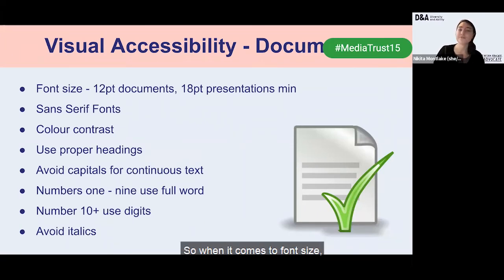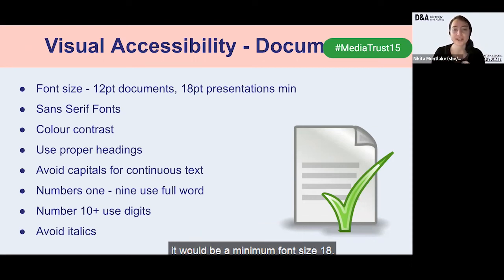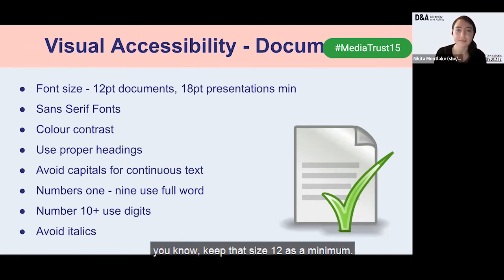So when it comes to font size, minimum font size 12 for any documents, that's the most accessible. A lot of you pulled out that the font in the middle was too small. For presentations or anything digitally on screen, it would be minimum font size 18. However, with documents on screen, we would still say keep that size 12 as a minimum.